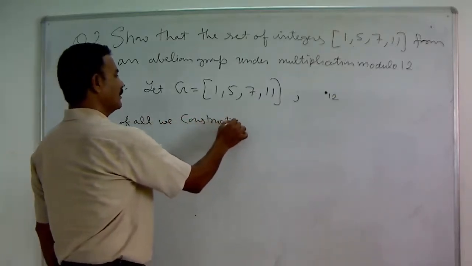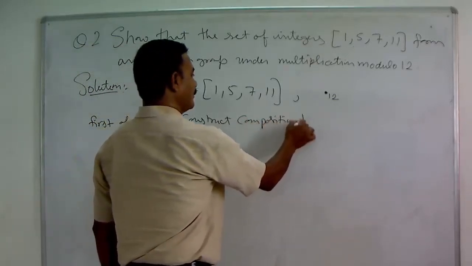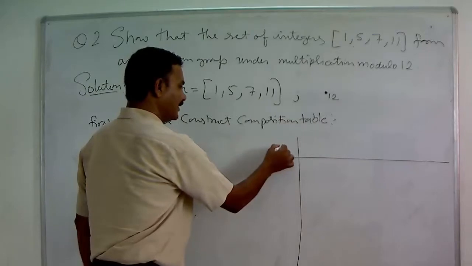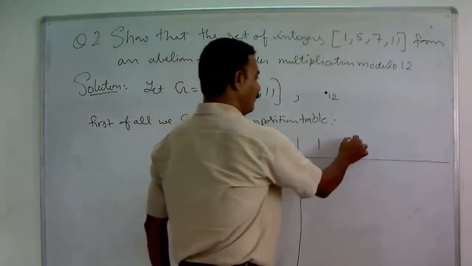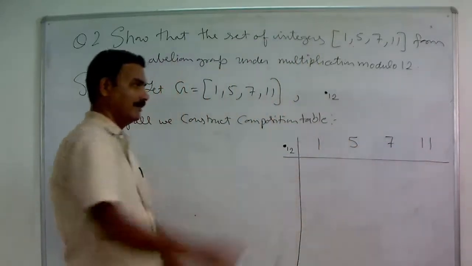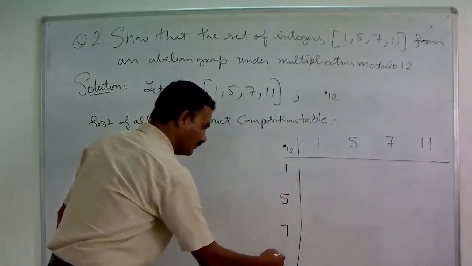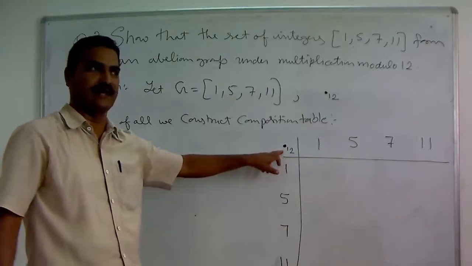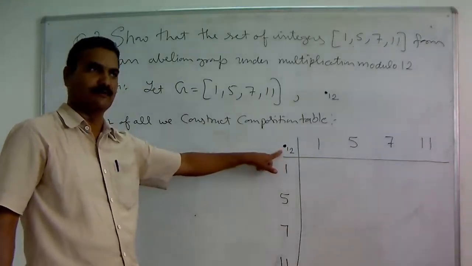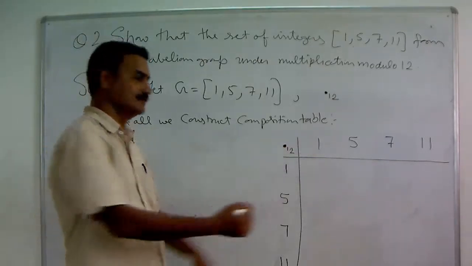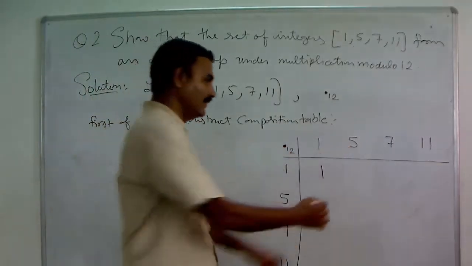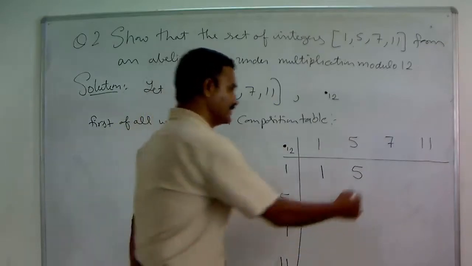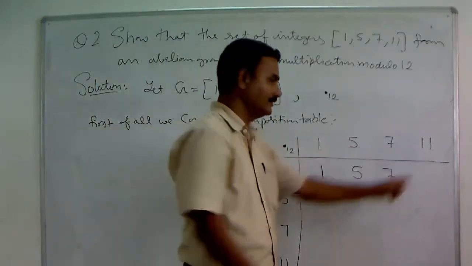So first of all we construct composition table. Here operation is multiplication modulo 12 and our elements are 1, 5, 7 and 11. We put in a row manner and again we put the same elements in a column manner 1, 5, 7 and 11. Now we construct the entries inside the composition table with the help of this particular type of multiplicative operation, which is multiplication modulo 12. So 1 multiplied with 1 gives us 1. 1 multiplied with 5 gives us 5 because 5 is less than 12. So we write as such whatever your ordinary product. 1 multiplied with 7 gives us 7. When we multiply 1 with 11 gives us 11.